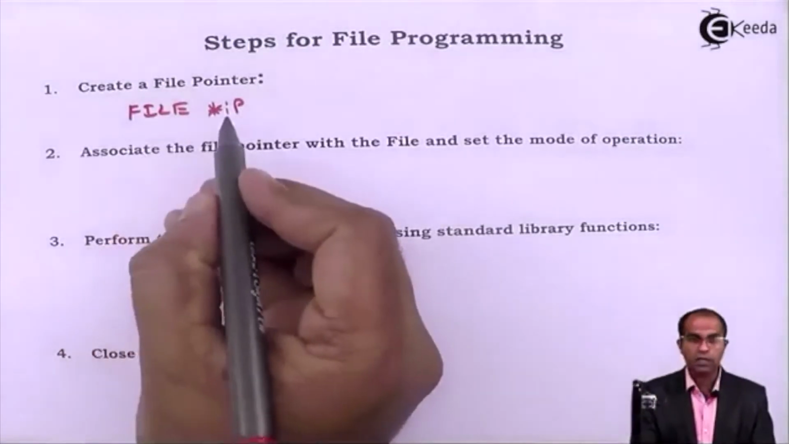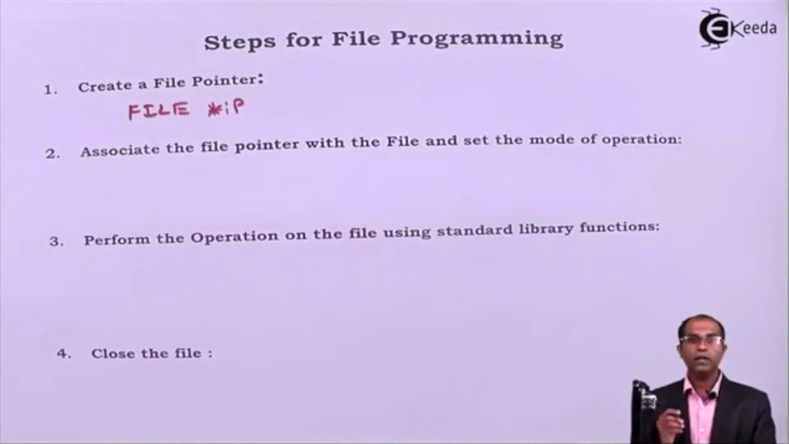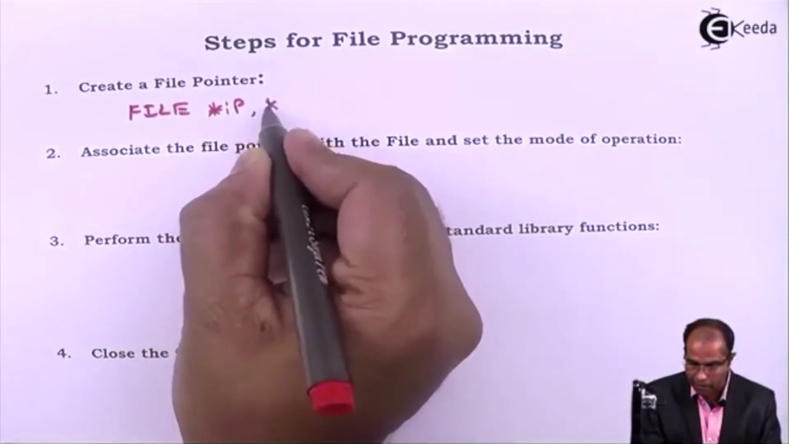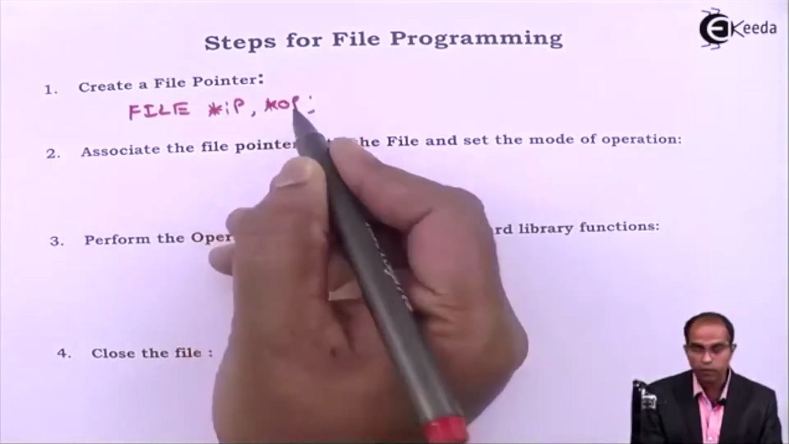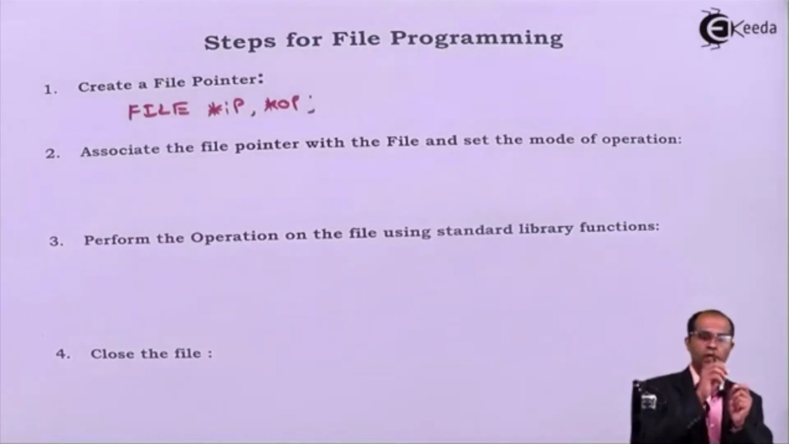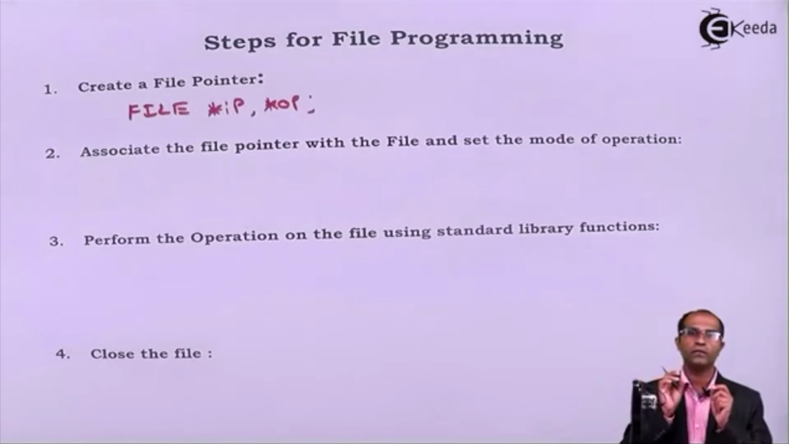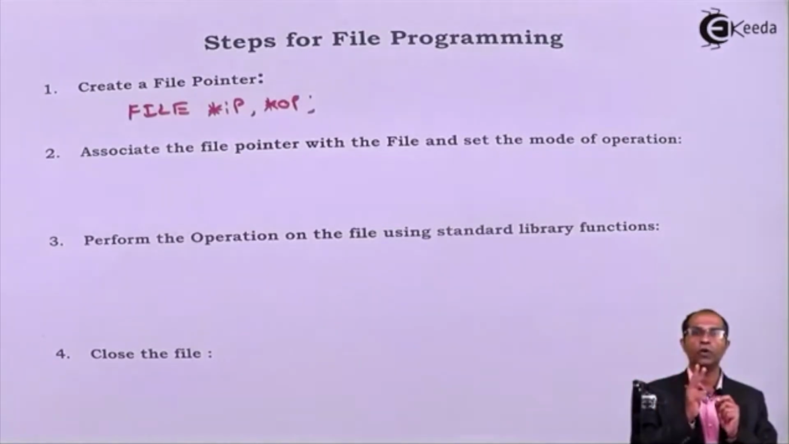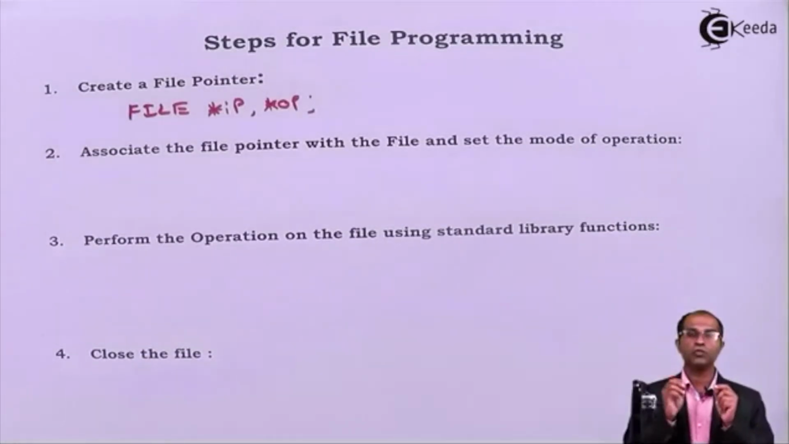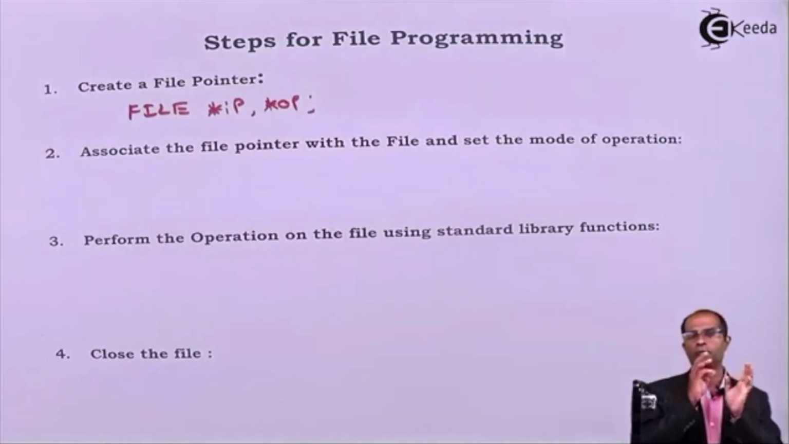So FILE asterisk IP says that we can declare a file pointer. Let me declare one more pointer as asterisk OP. See here, I have created two pointers, IP and OP. I'm going to link IP with one file and OP with one more file. So I've created two pointers for a structure called FILE. The very first step in file programming is always to create pointers to file. We call them file pointers.